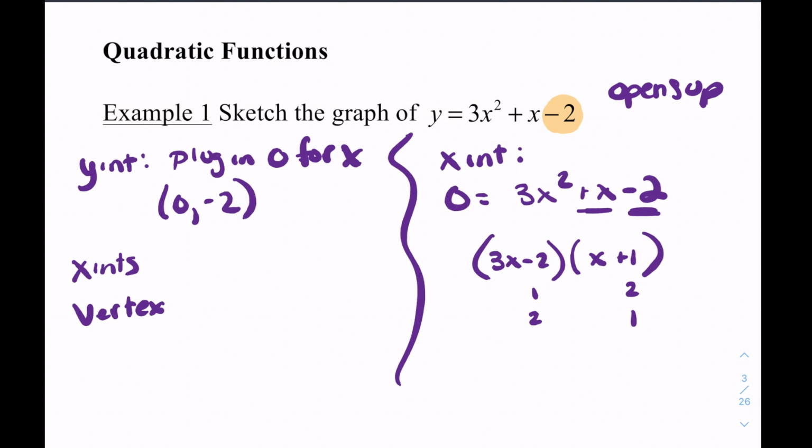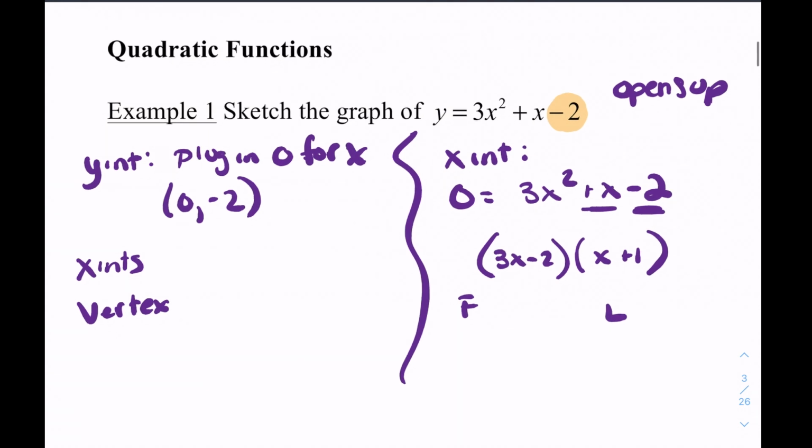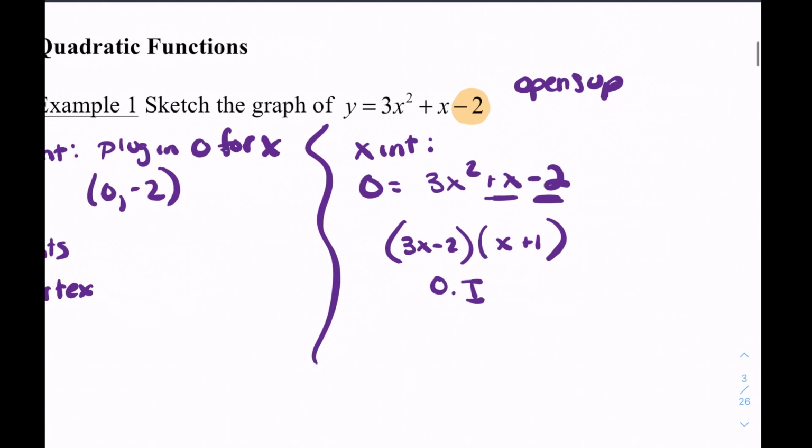And now we're going to just check our work really quick. So we already know the first and the last terms work out, because negative 2 times 1 is negative 2. 3x times x is x squared. So if you remember FOIL, all you have to do is check the OI part in FOIL. So 3x times 1 is 3x, negative 2 times x. That gives me positive x, which is what we want. So that is my factored form.